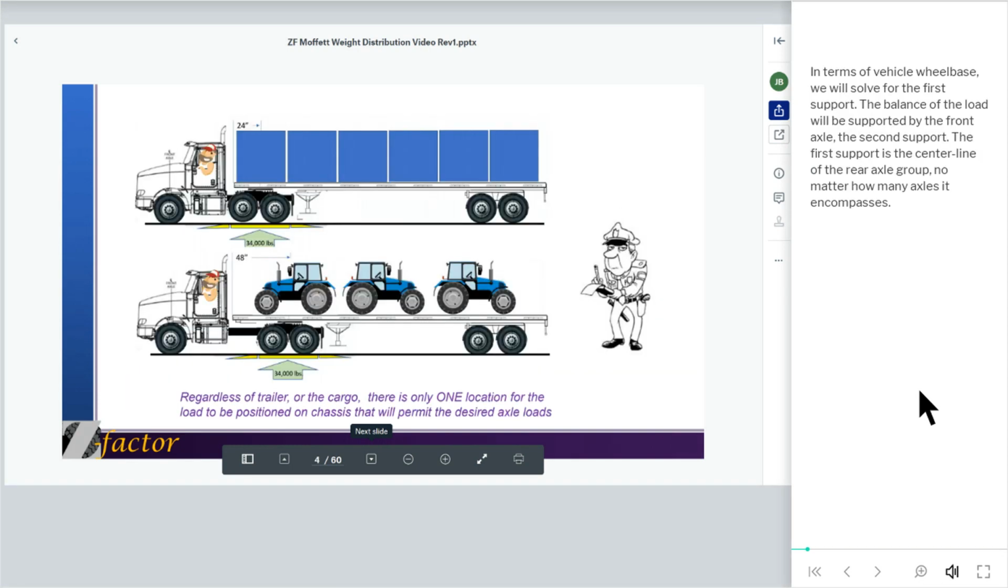In terms of vehicle wheelbase, we will solve for the first support. The balance of the load will be supported by the front axle, the second support. The first support is the center line of the rear axle group, no matter how many axles it encompasses.